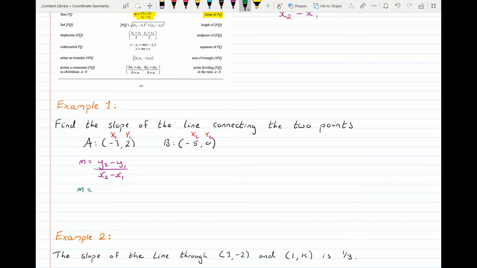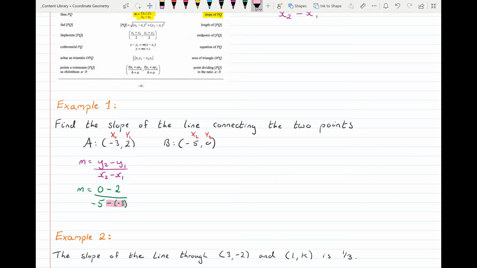So m equals y2, which is 0, minus, from the formula, y1, which is 2, all over x2, which is minus 5, a minus from the formula, and then x1, which is minus 3. So that means we put in the minus 3. This is the thing you have to watch out for with the slopes, that we have a minus from the formula and a minus 3.